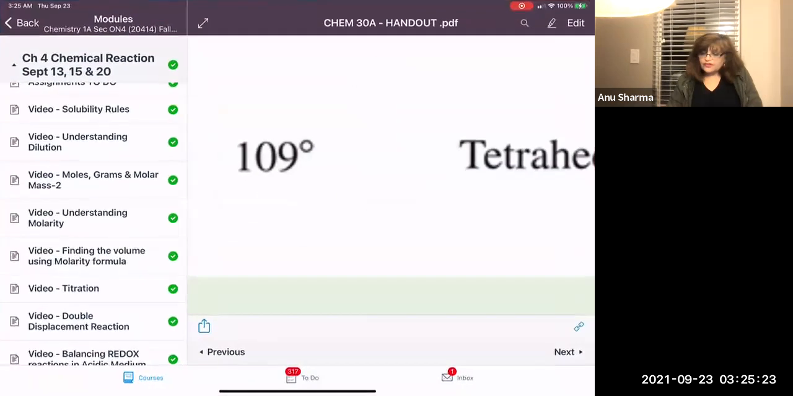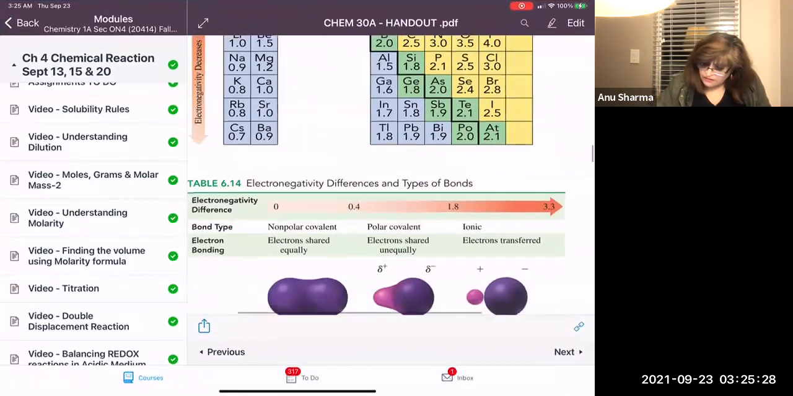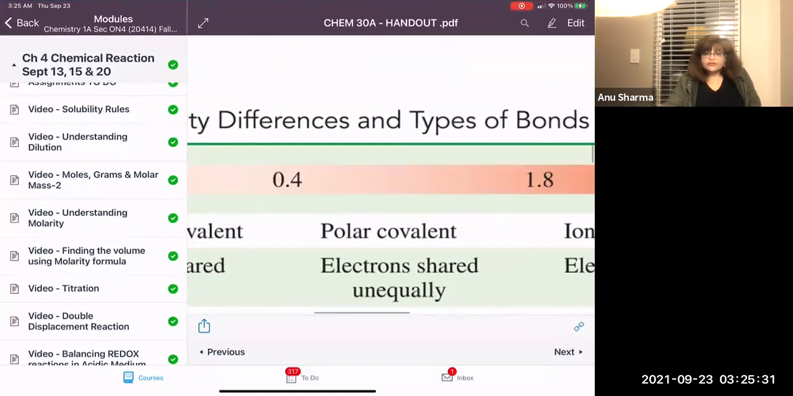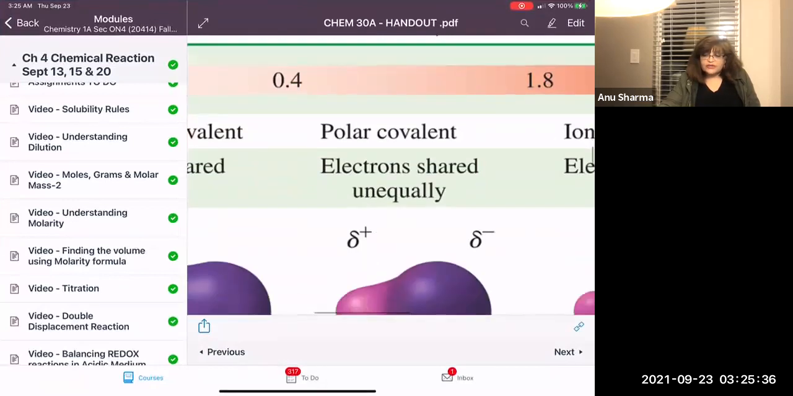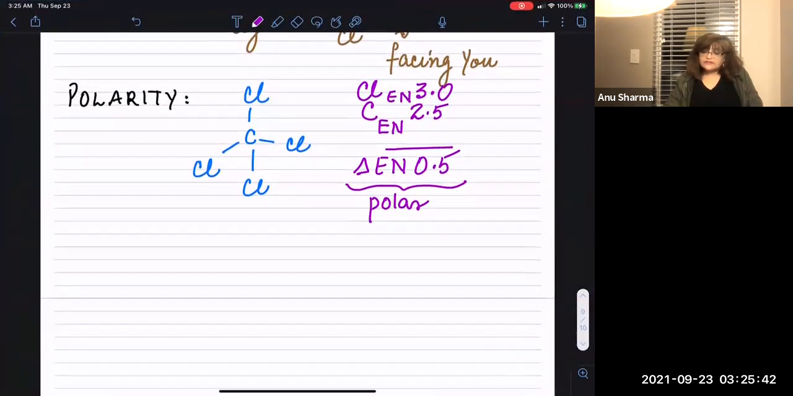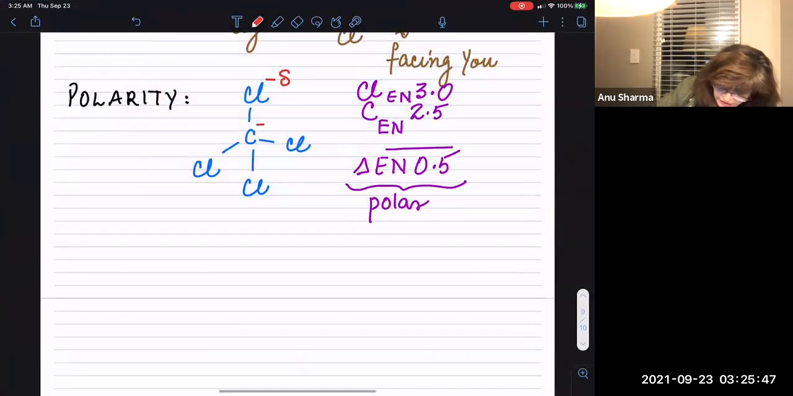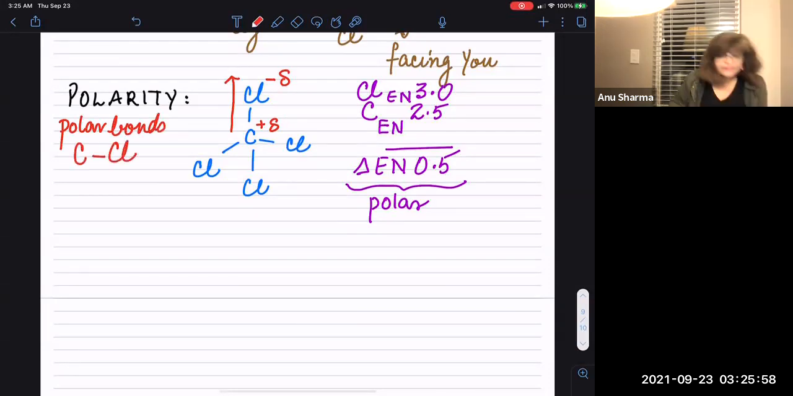You can see for yourself the difference in electronegativity. So it's 0.5. So that is polar covalent, shared unequally, and there are charges. So here is your chlorine, delta negative charge, carbon delta positive charge, because it's a polar bond, polar bonds between carbon and chlorine. Okay, so this guy is a polar bond.